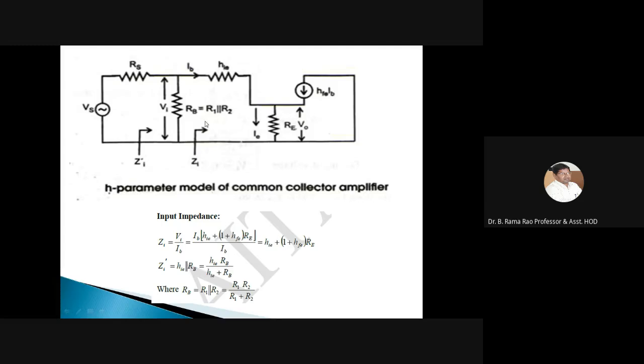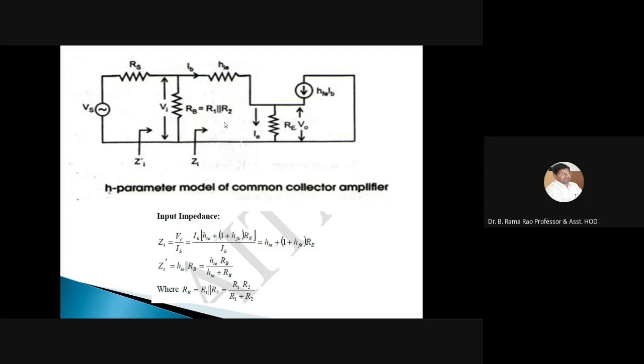Then this is the hybrid parameter model of the common collector, the approximation hybrid parameter model. It is not exact. Now solve for the input impedance, output impedance, current gain and voltage gain with the circuit.